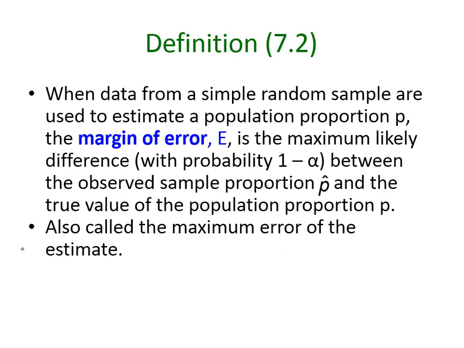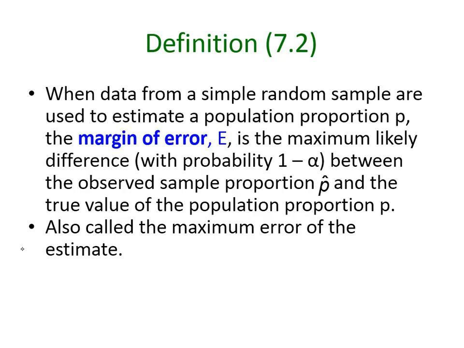When data from a simple random sample are used to estimate a population proportion p, the margin of error E is the maximum likely difference, with that probability of 1 minus alpha, between the observed sample proportion p hat and the true value of the population proportion p. This is also called the maximum error of the estimate. This is how far do I think I'm off.